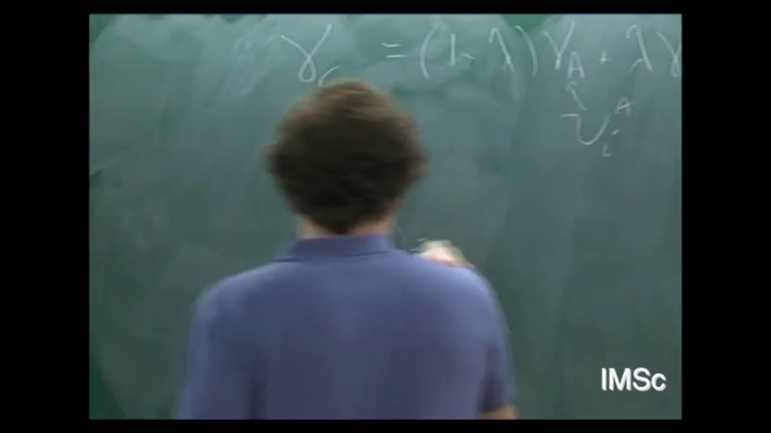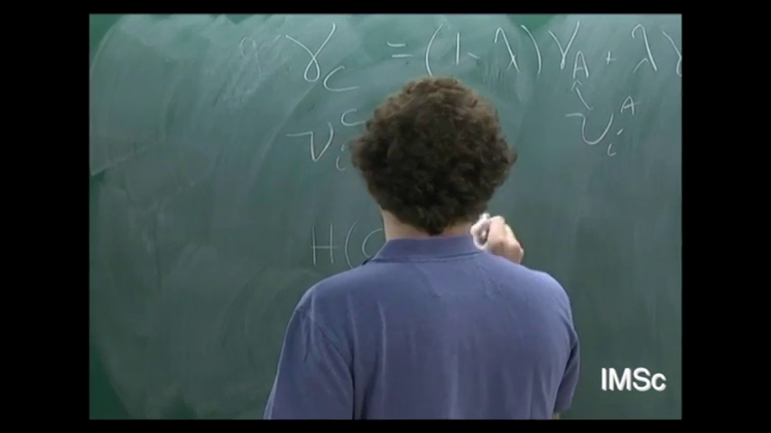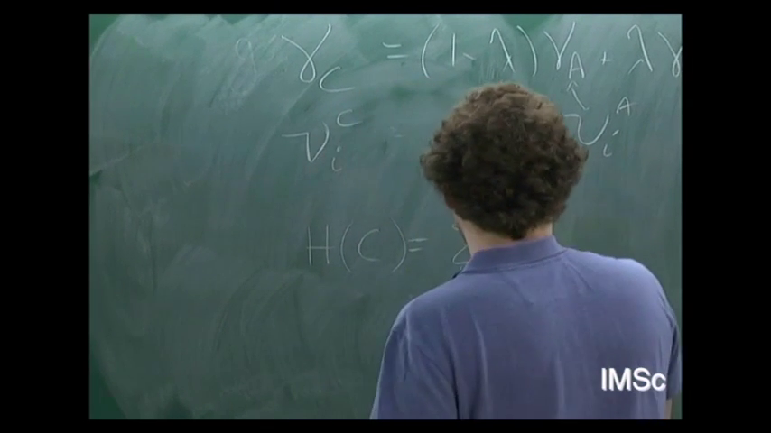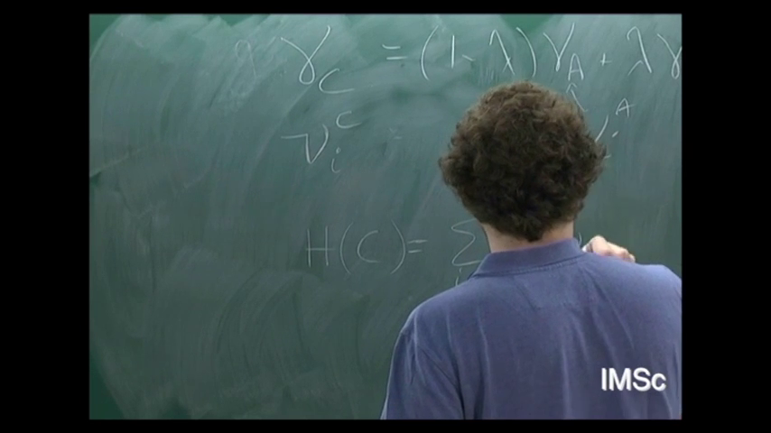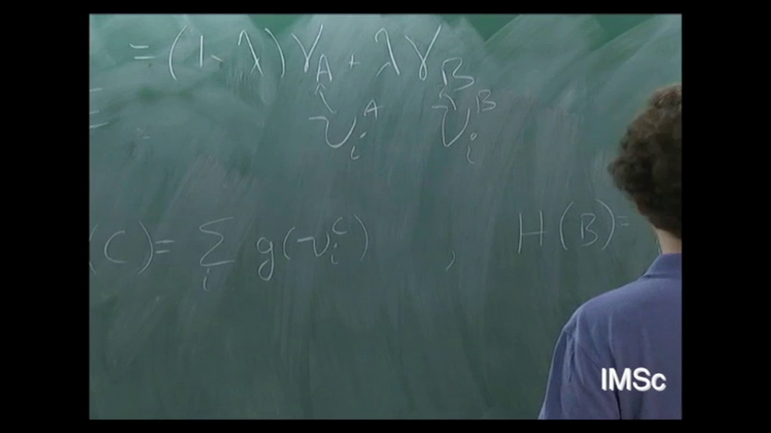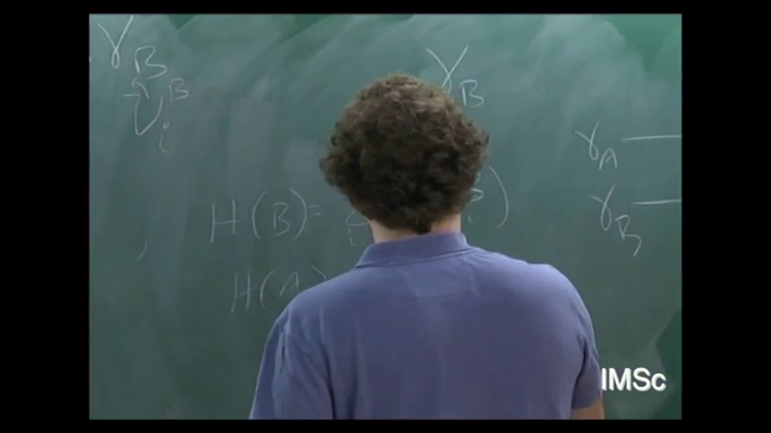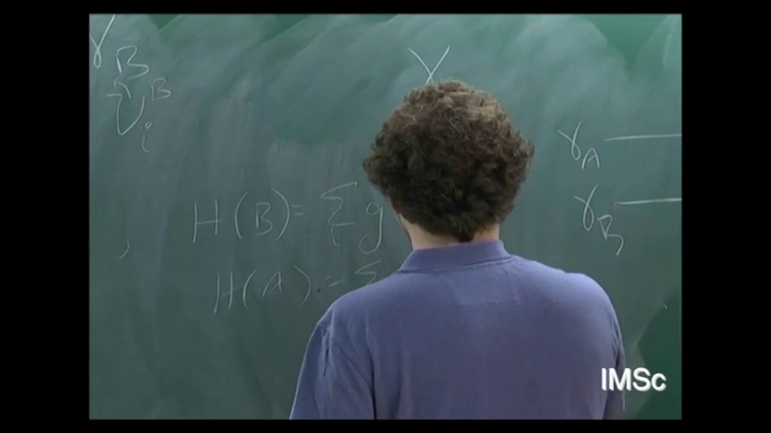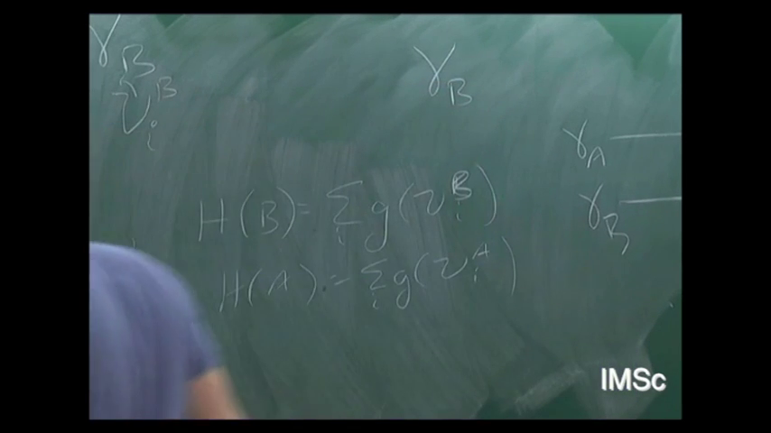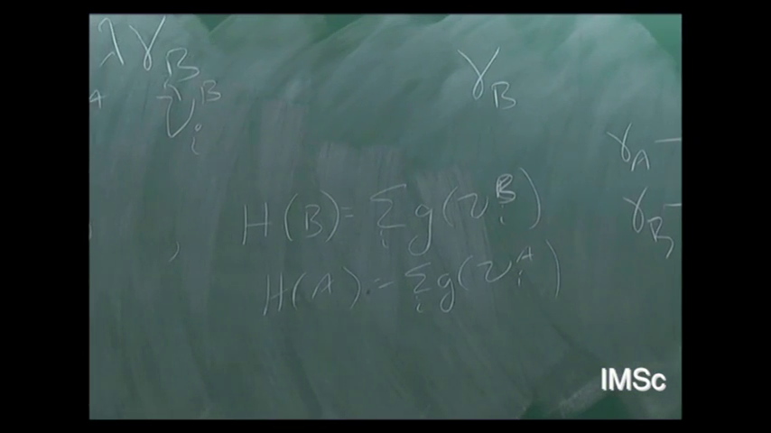Okay, so what's the entropy of C? It's just the sum over I of G of nu C of I. And the entropy of B is the sum over I of G of nu B of I, and similarly for the entropy of A. And then let's look at what this inequality would mean.